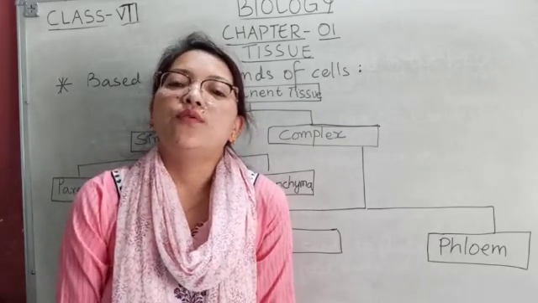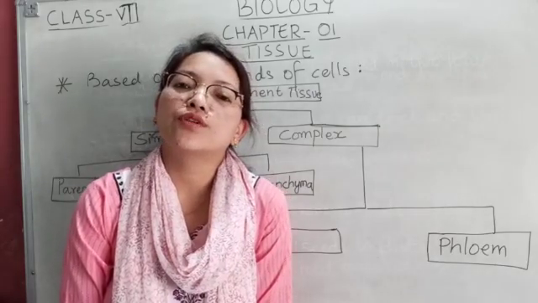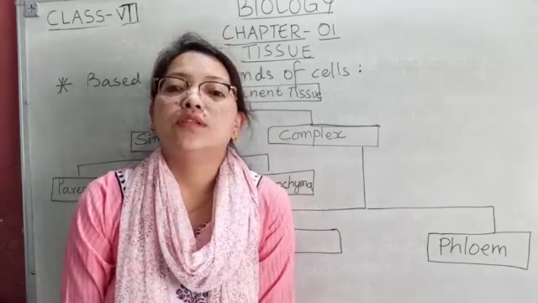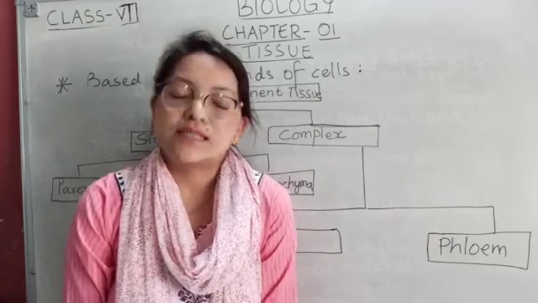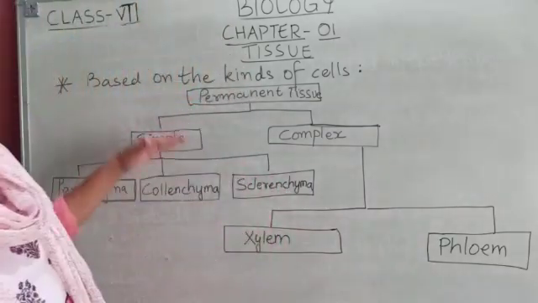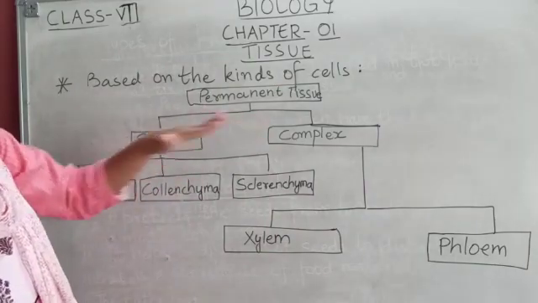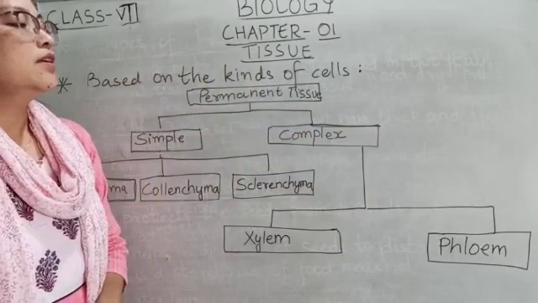Okay, now let's continue chapter number 1, tissue, and today you're going to study about permanent tissue based on the kinds of cells they have. Let's see the permanent tissue here based on the kinds of cells. It is of two types: simple permanent tissue and complex permanent tissue.